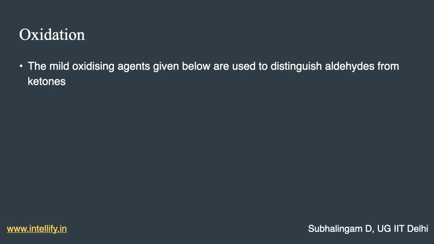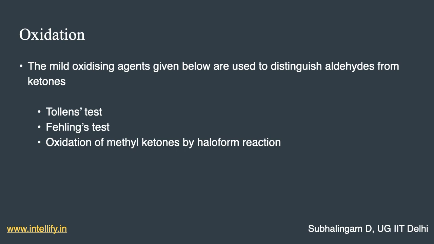Now let's focus on mild oxidizing agents. The mild oxidizing agents given below are used to distinguish aldehydes from ketones. We already saw one distinguishing test, that is to differentiate carbonyl compounds from other groups, using 2,4-DNP. And now here is to distinguish between aldehydes and ketones themselves. So first is Tollens test, Fehling's test, and oxidation of methyl ketones by haloform reaction.